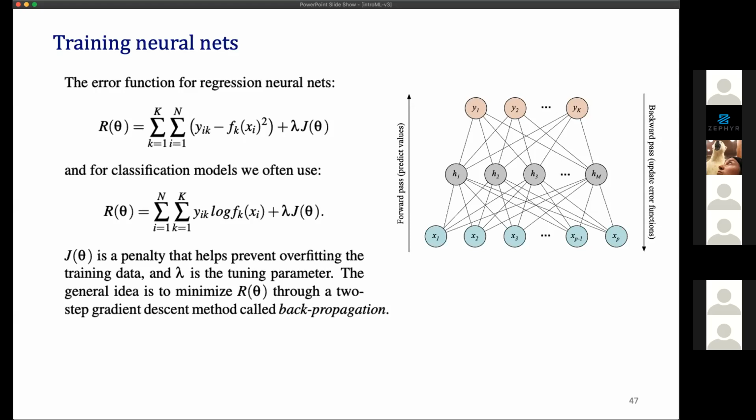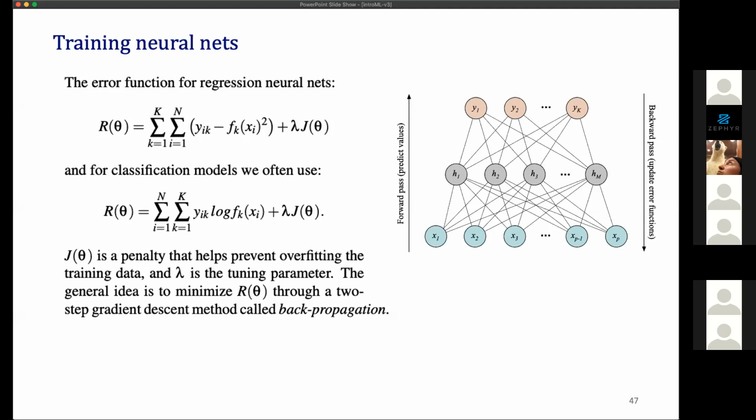The general approach to this, and there are a lot of different types of neural nets, and I'm going to show you some of them in a minute, or at least their names, is that you want to minimize our theta through something called a gradient descent. In neural networks, we call it backpropagation.